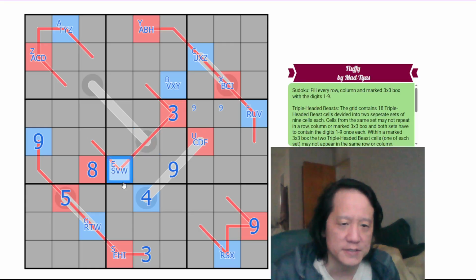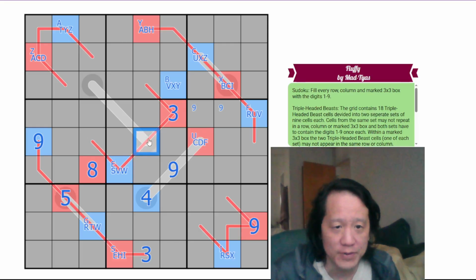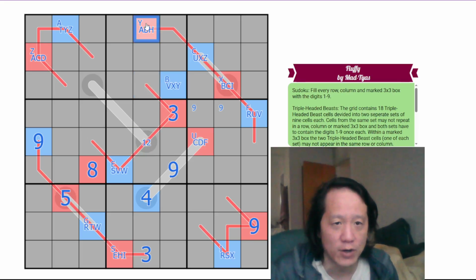But this concludes S and V. That's at most, so S and V is at most 2 and 3. 2, 3, and 8 add up to 13. 13 is 9 away from 4. So this can't be 4. This is 1 or 2. And it's the S, 1 or 2, because the Y 1 or 2 is here.